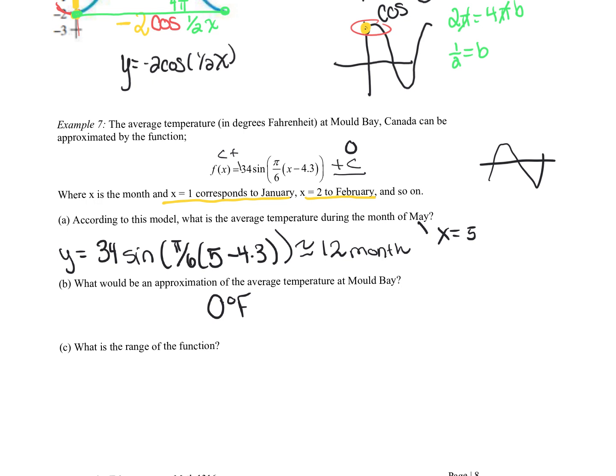And the range from the function uses the following. If I know my middle line is my C value, and then this is A, and this is A, from my middle C, I go up A and down A. A is 34, so a range from this graph would be I go from 0 down 34. So 0 minus 34 is -34. 0 plus 34 is a positive 34.